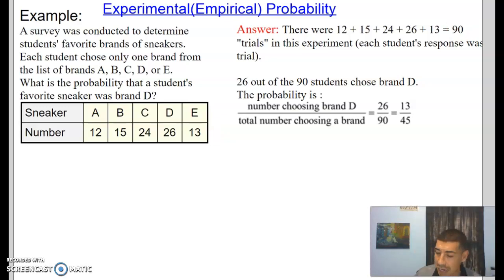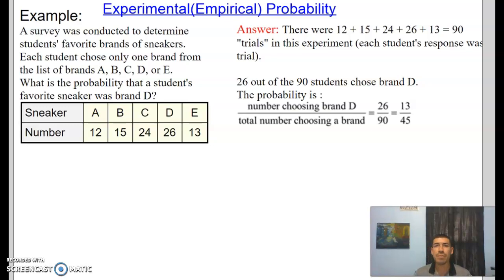Okay, class, I do have two additional examples on today's topic to assist you. In this example, a survey was conducted to determine students' favorite brands of sneakers. Each student chose only one brand from the list, A, B, C, D, or E. What is the probability that a student's favorite sneaker was brand D?